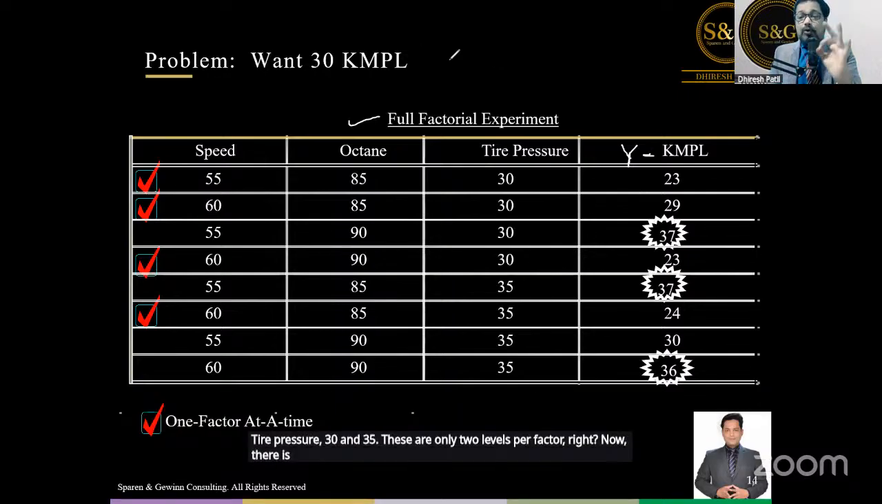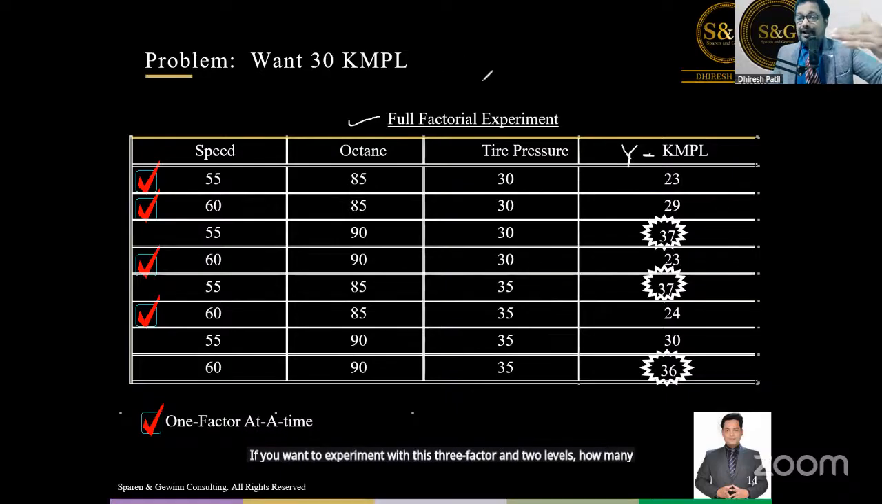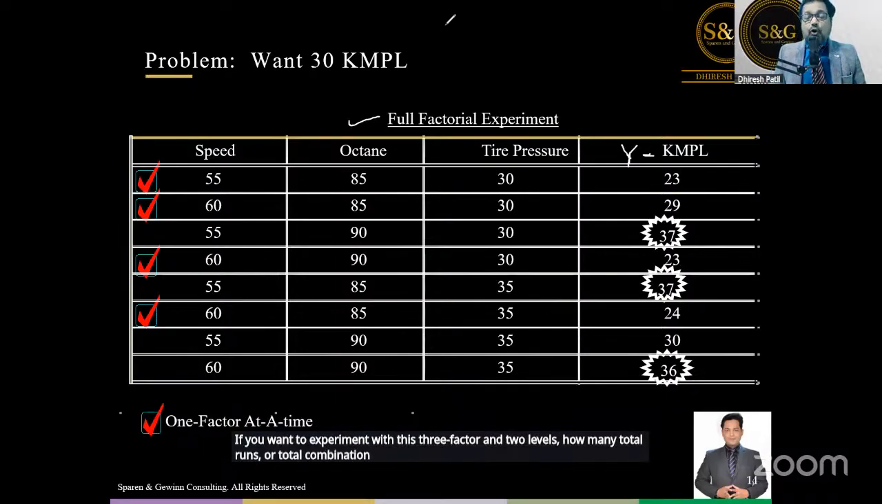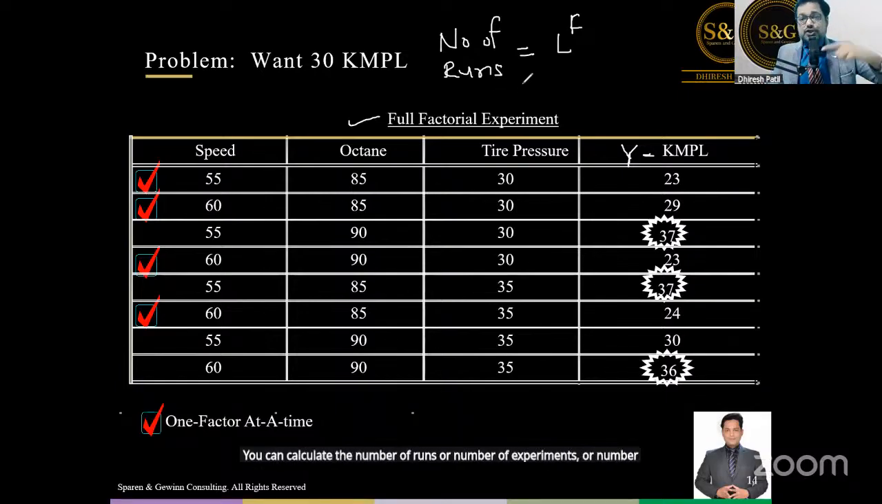Now, there is a formula to calculate how many total combinations there will be if you want to experiment with 3 factors and 2 levels. The number of runs or number of experiments is equal to L raised to F. Write this down. What is L? L is equal to level and F is equal to factor.